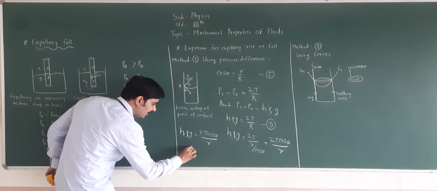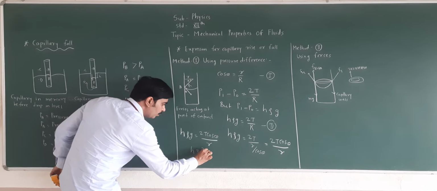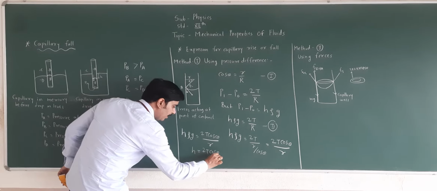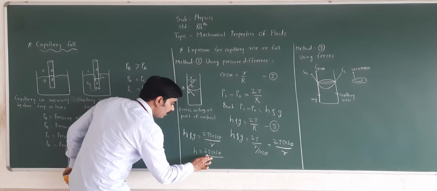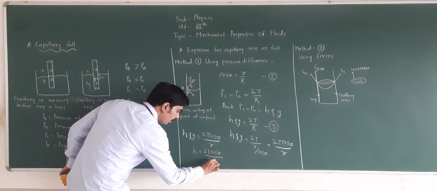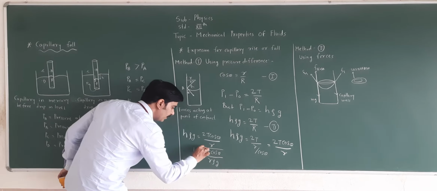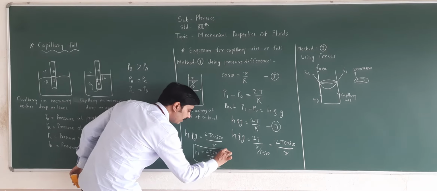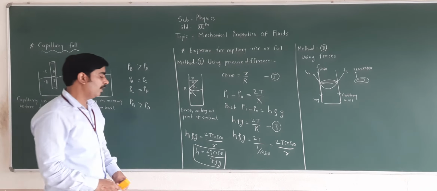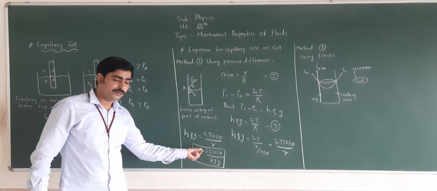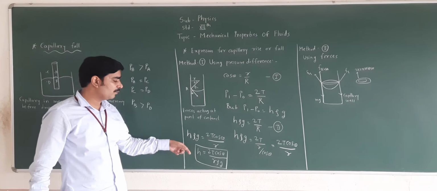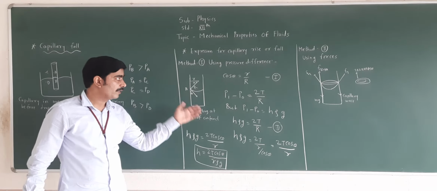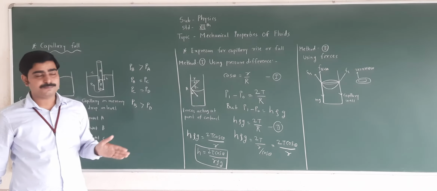So the rise in the liquid level H is equal to 2T cos theta upon r rho G. So this is the rise of liquid level. From this, if you want to write the equation for the surface tension, then you can write T is equal to H r rho G upon 2 cos theta. Again, I am going to explain this part.